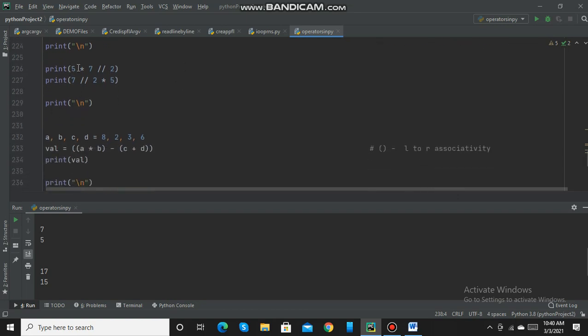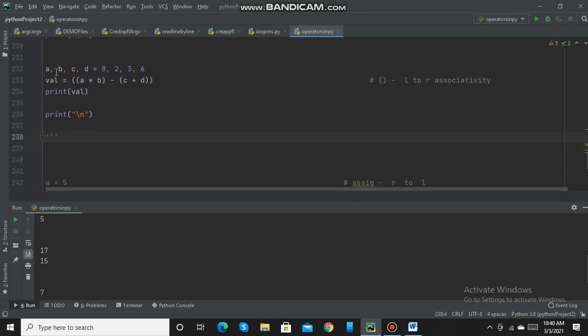Then here multiplication and floor division are in the same row, in the same group, so they have the same priority level. So 5 into 7 is 35, then floor division of 35 by 2 is 17. It will take the quotient. So the quotient of 35 by 2 is 17, so 17 is getting printed here. Then here 7 by 2, it will take the quotient, that is 3, into 5, 15. So 15 is getting printed here.